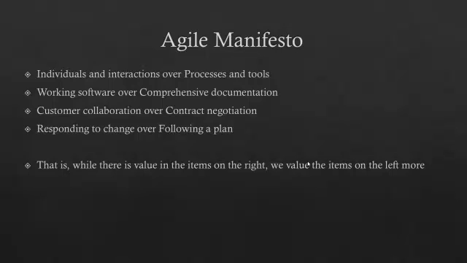They say individuals and interactions are more important than processes and tools. Working software is more important than comprehensive documentation. Customer collaboration is a lot more important than contract negotiation. And responding to change is more important than following a plan. So, like I said, the items on the right, so processes, tools, documentation, contract negotiation, and following a plan, are important. The items on the left, however, are more important.